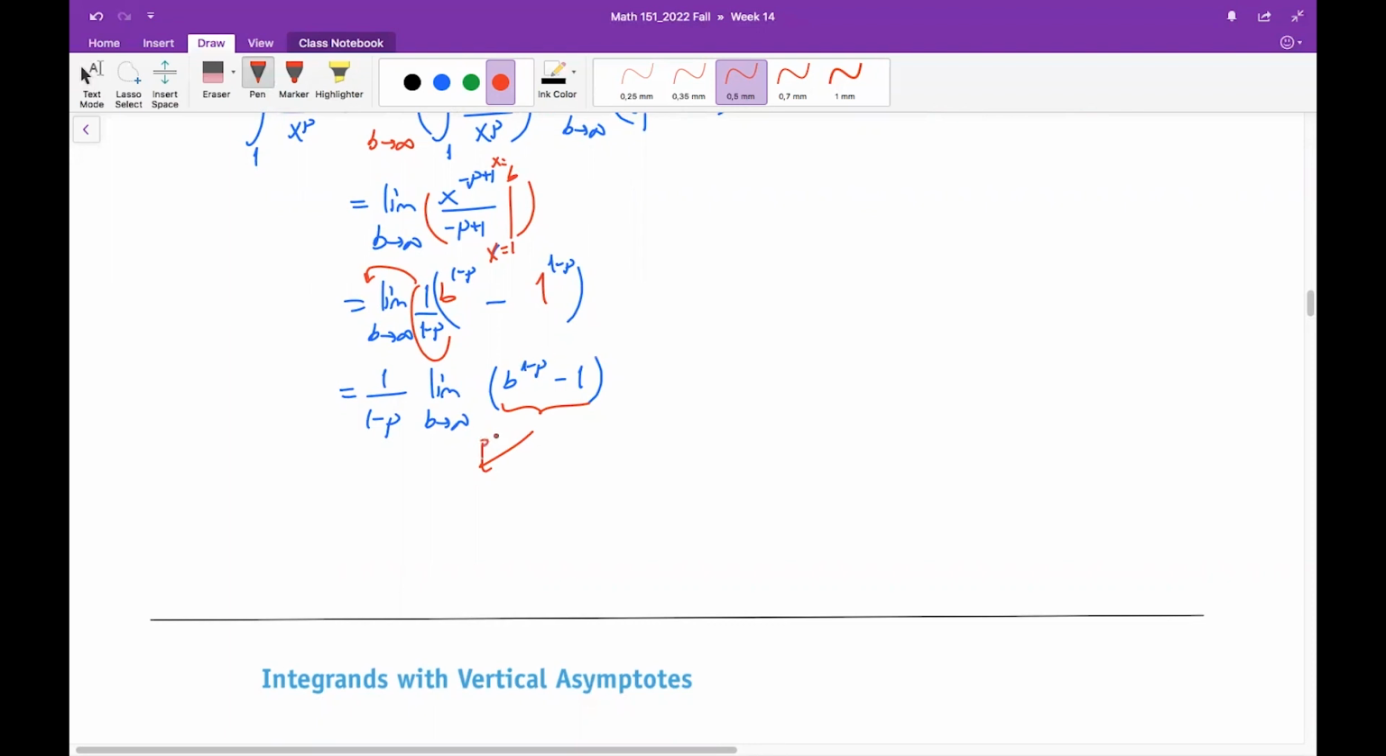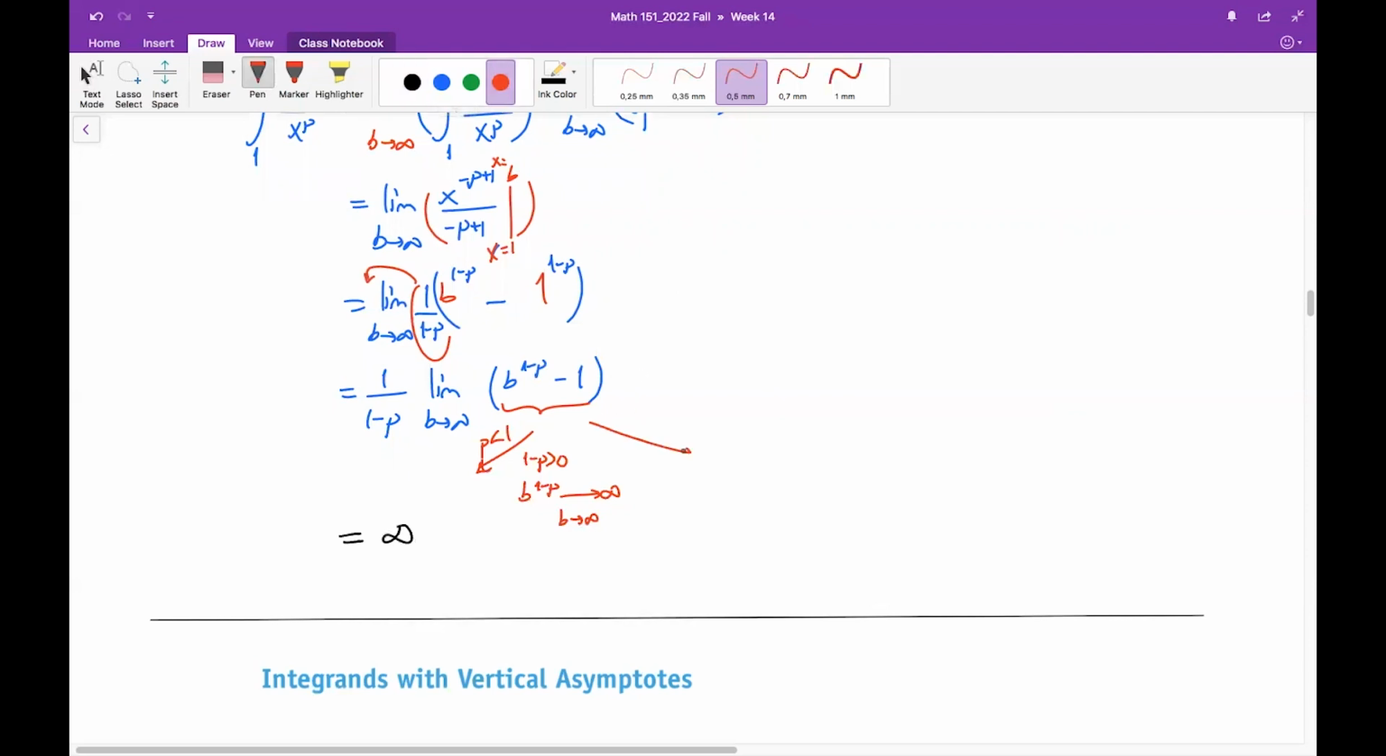If this power is positive, so if p is less than 1, then 1 minus p will be greater than 0, right? Then b to the power 1 minus p is what as b goes to infinity? So you have a positive power and you send the base to infinity. So the result will be infinite, of course. So in this case, what we have as the overall result? Infinite over 1 minus p. So the result will be infinite.